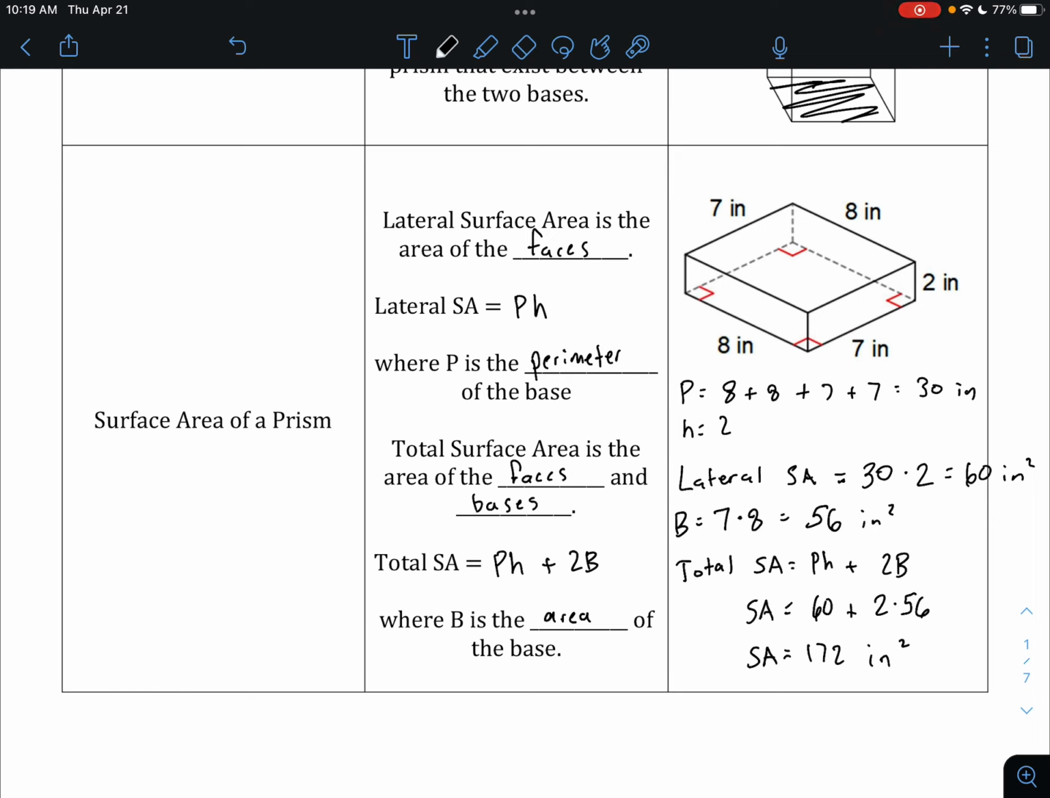Remember that area is always squared. So that's how you find the surface area of a prism. There's two parts. There's lateral and total surface area. The total surface area has the lateral surface area in it. So if you find the total, as long as you break it up, you found the lateral surface area as well. In the next video, we're going to be looking at how to find the surface area of a cylinder. And then we're going to be looking at some examples of cylinders and prisms all put together.